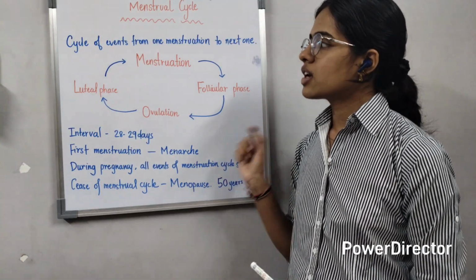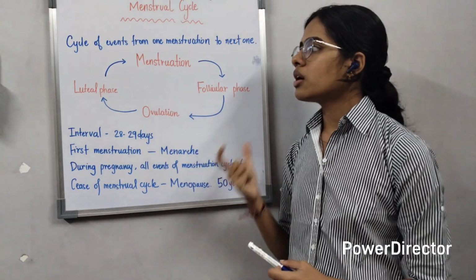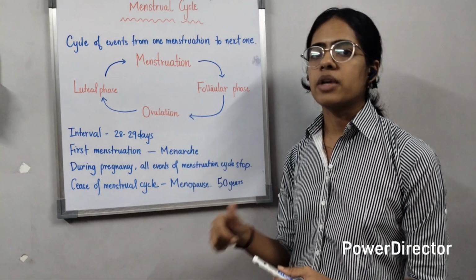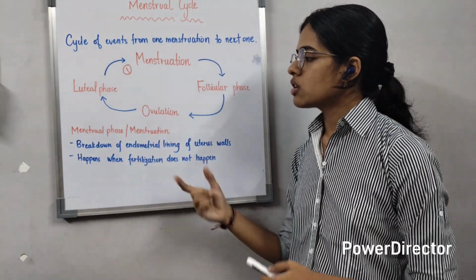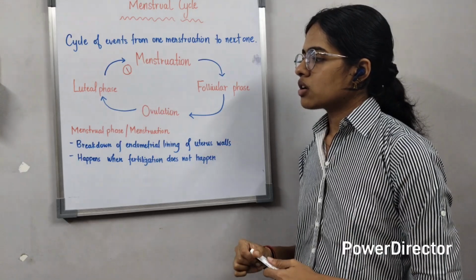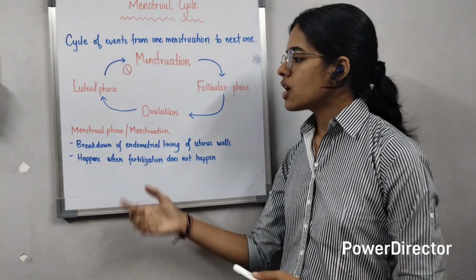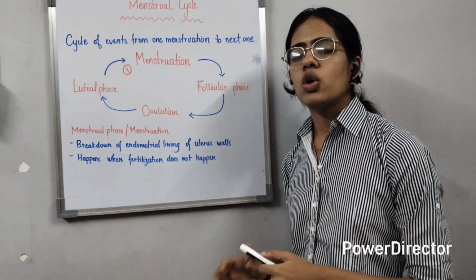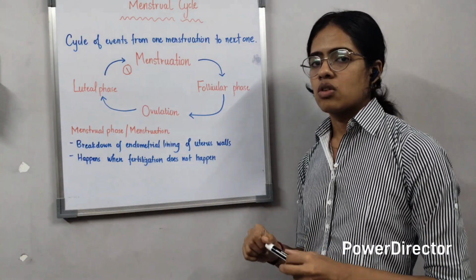Now, let us get into the events which occur during these phases in a menstrual cycle. Menstrual phase or menstruation occurs. What happens during the menstrual phase is the breakdown of the endometrial lining, which is present in the uterus walls.